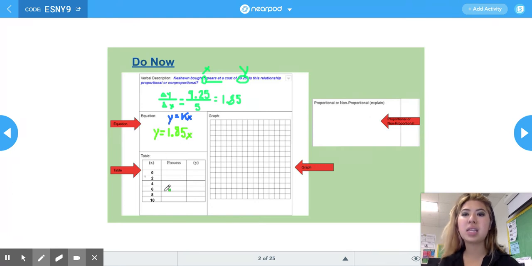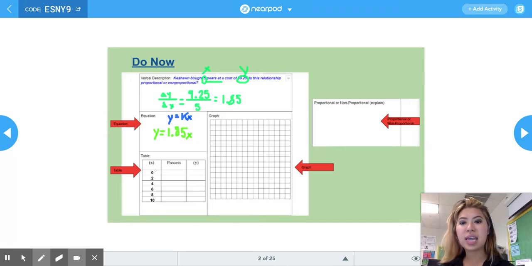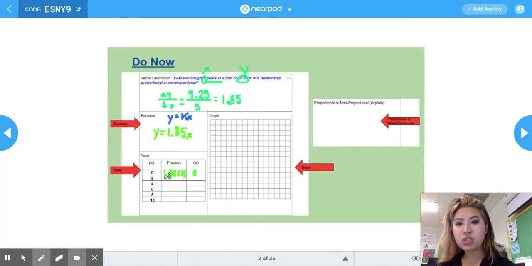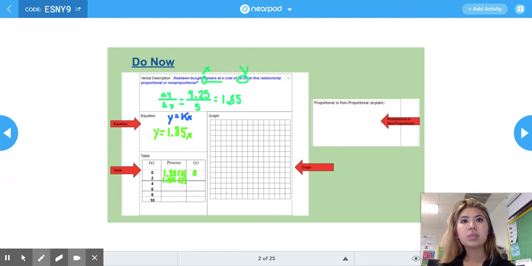And now we have to fill out the table. We have different x values filled out: 0, 2, 4, 6, 8, and 10. Our process is going to be to multiply 1.85 by each of these x values. So I have 1.85 times 0, and that's going to be 0. Then I have 1.85 times 2, and that is going to be 3.7.